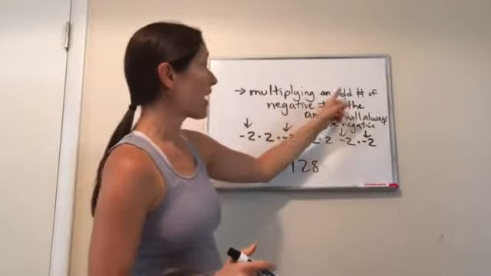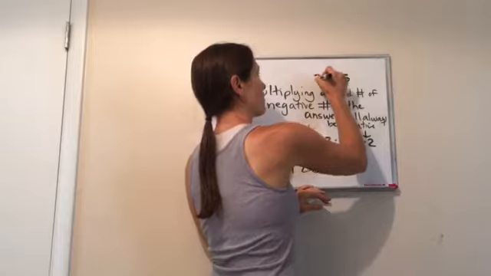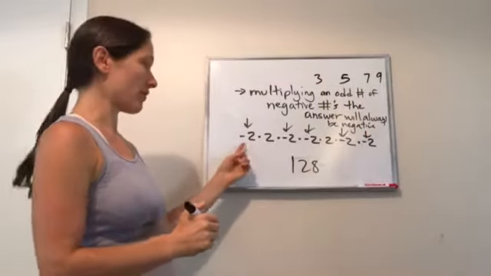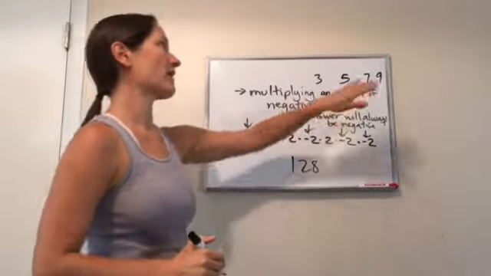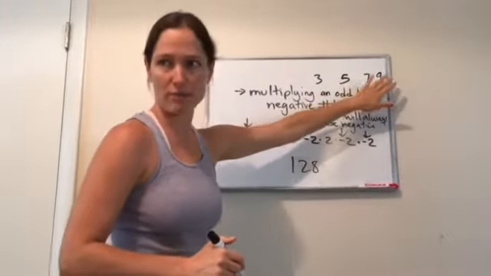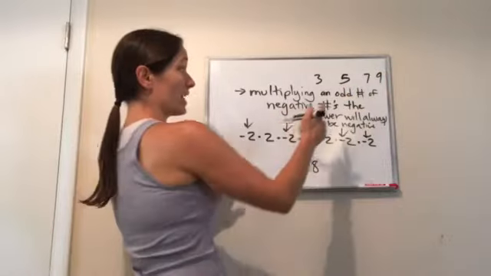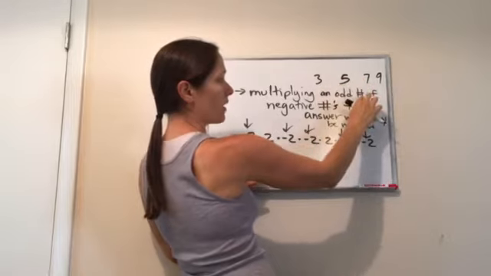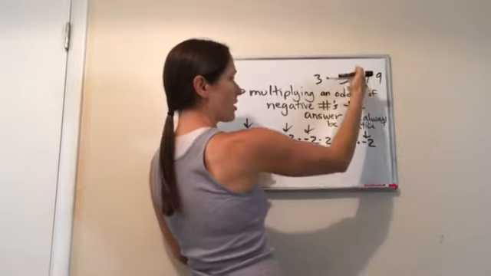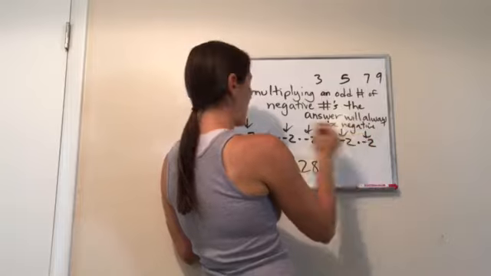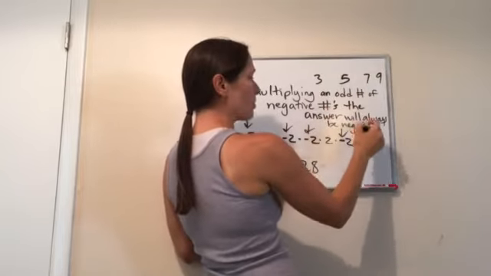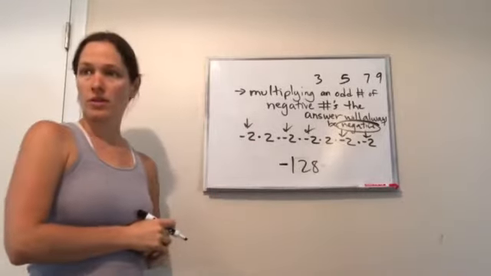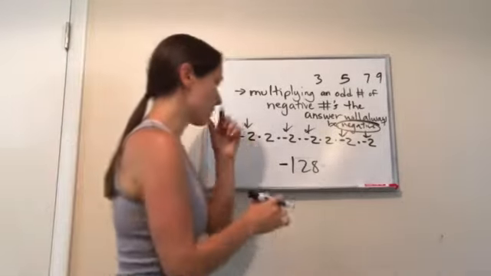I am multiplying an odd number. Odd is 5. 3, 5, 7, 9. So if I have 3 numbers that are negative, if I have 5 numbers that are negative, if I have 7 numbers that are negative, if I have 9 numbers, do you get what I'm saying? It's going to be negative 128. So if there are 5 negative 2s, when we multiply them, the answer will always be negative. So I'm going to say negative 128. Okay? If there was 6, then it'd be positive.